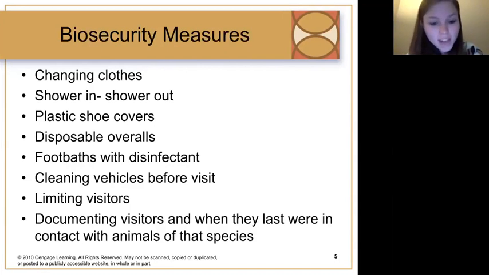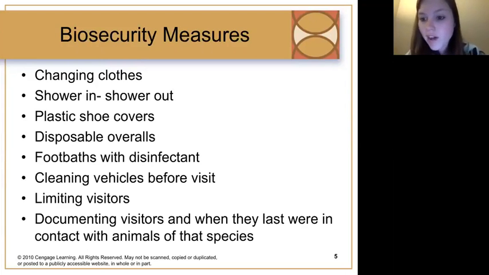And I will say, after visiting commercial hog farms, they have pretty much all of these in place, if not more. So if you do have a commercial or any sort of swine or especially poultry operation, these are things you might want to implement. So changing clothes, because if someone's been in contact with other animals of the same species or species that have a zoonotic disease, you don't want anything that could be on their clothes going into the facility.